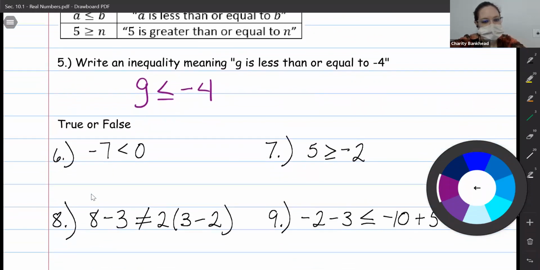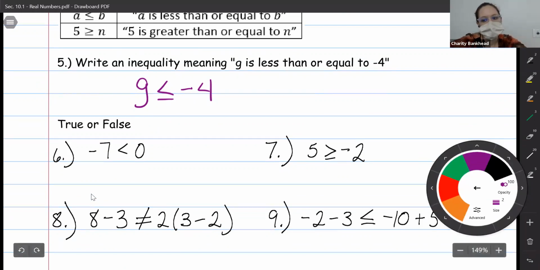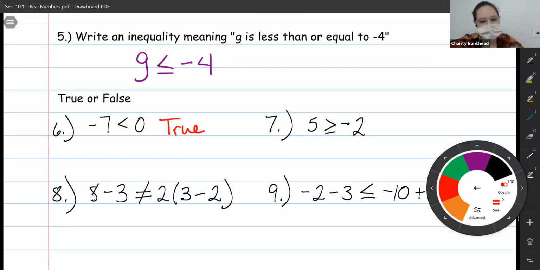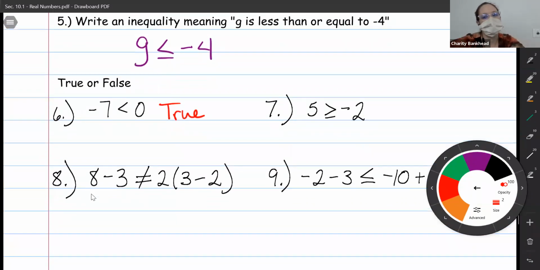True or false? -7 is less than 0. That is true. Number 6 says 5 is greater than or equal to -2. True or false? So someone always says false, but it's actually true.